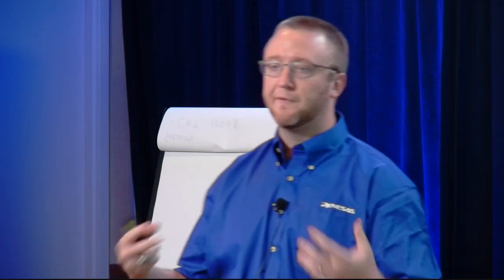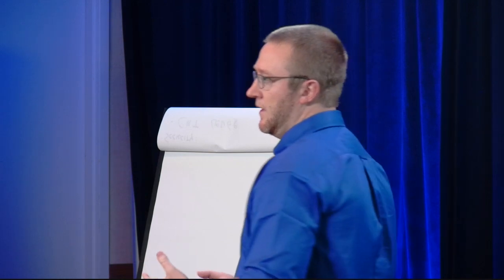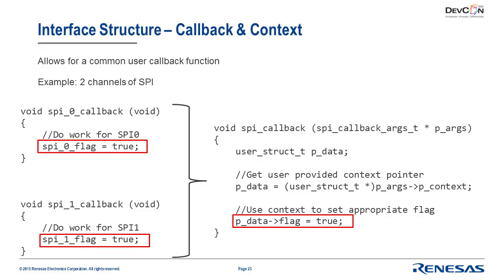So instead, what we want to do is get the flag from the context. What we did is create a user struct type. It's just some structure, and it has the flag inside of it. When we call the open, we pass that in as the context. Now when this callback gets called, we can get that structure back, as I have shown there on the right. The structure pointer p data, we're casting it from the context. Now I can set that flag to true right there.